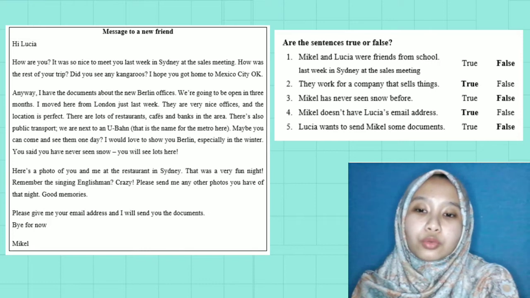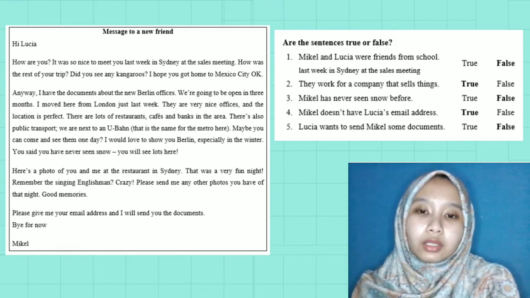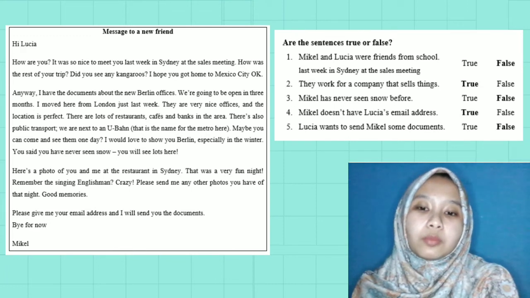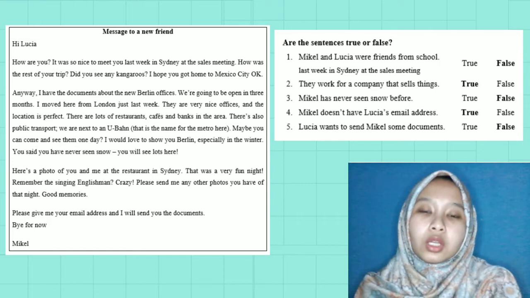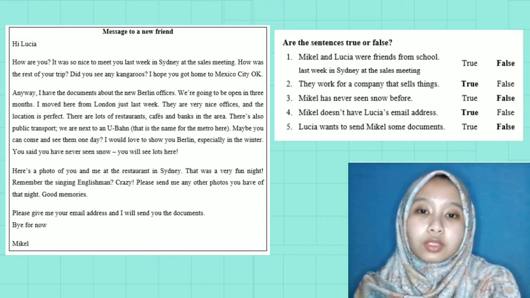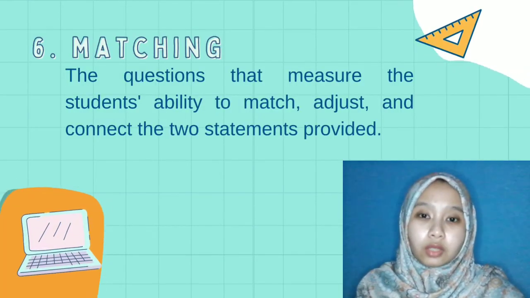So for number 2, they work for a company that sells things. The answer is true because it is correct. They work for a company that sells things. So the students have to read the letter to answer this question or statement. Six, matching, atau soal menjodohkan.